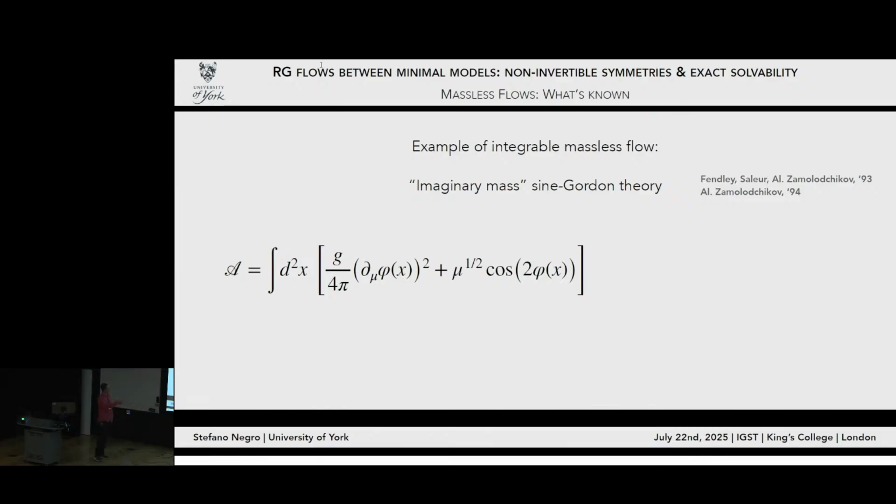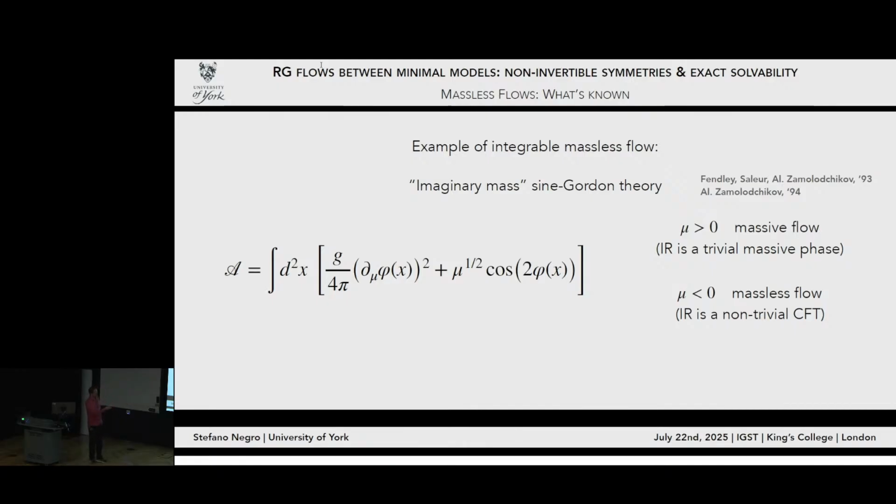So you have an action, the Sine-Gordon action, and Fendley, Saleur, and Zamolodchikov, and also Alyosha by himself later, studied the regime where mu, here I put a square root in the coupling, is less than 0. Then this coupling becomes imaginary. And in this article, they showed that the beta function is compatible with a massless flow, so a theory that flows to an IR fixed point.